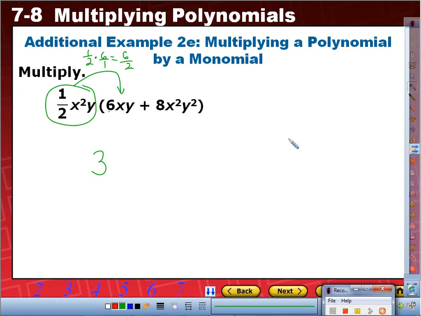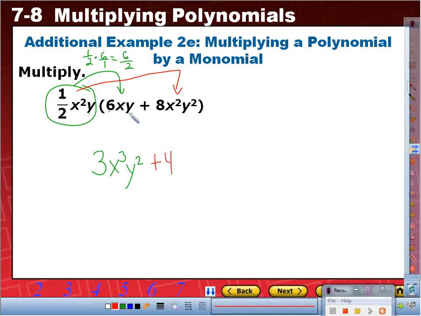Yep. All right, so that was the numbers. Now let's look at the variables. What is x squared times x? X to the third. What is y times y? Y to the second. Okay? So far, so good? So we already did the first term. Now the same factor, I'm going to multiply times the second term. What is 1/2 times 8? 4, and it's a positive, so it's plus 4. X squared times x squared, x to the fourth. Y times y squared, y cubed, or y to the third power.